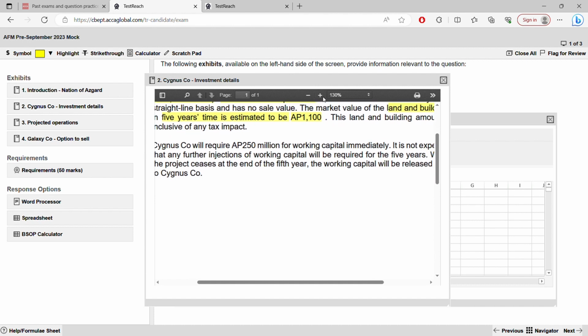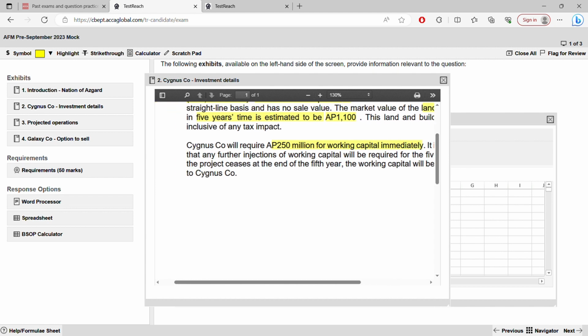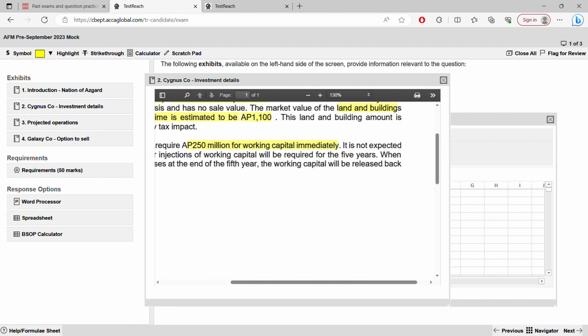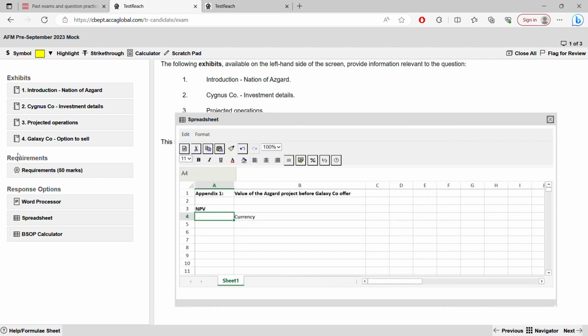Now, they will require 250 of working capital. Immediately 250 is required, but this will be released at the end of the 5 years. Okay. The project ceases at the end of the 5th year and the working capital will be released back. Okay. Now, third one.